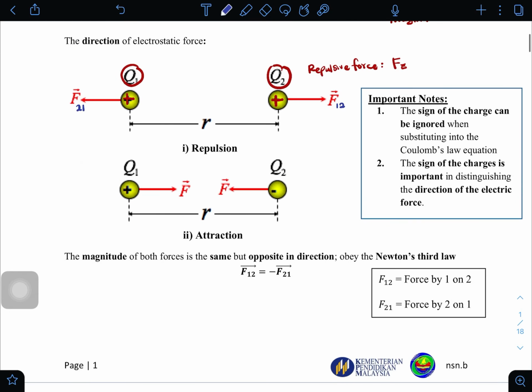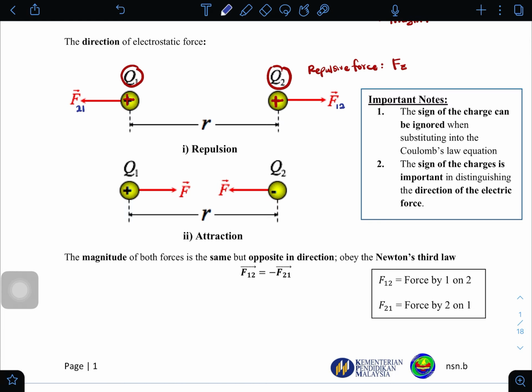If we have two different charges, positive and negative, what will happen? Positive and negative will attract toward each other. So we will have an attractive force. Attractive force is also one of the electrostatic forces. Both will move toward each other. So we need to label the force. The first one, force by 2 on 1, and this one is force by 1 on 2.